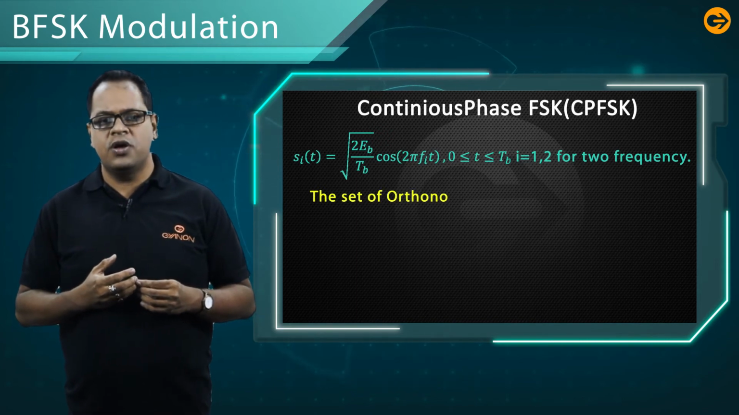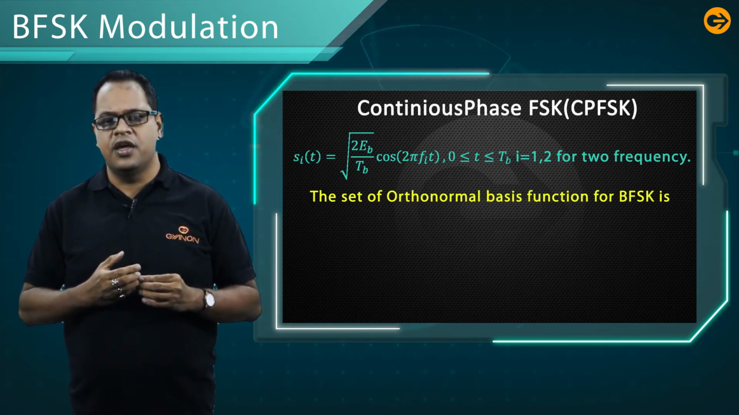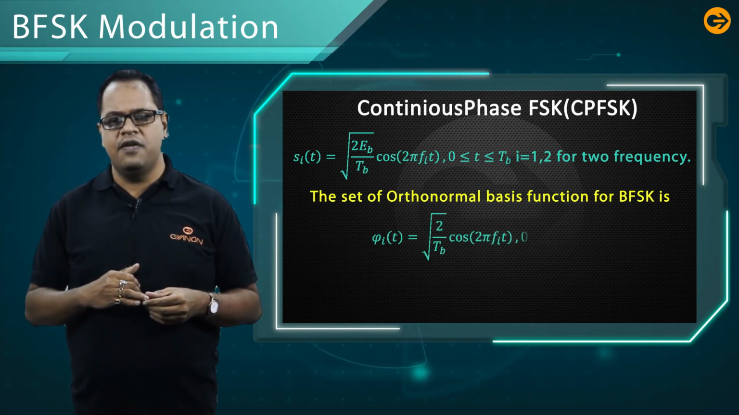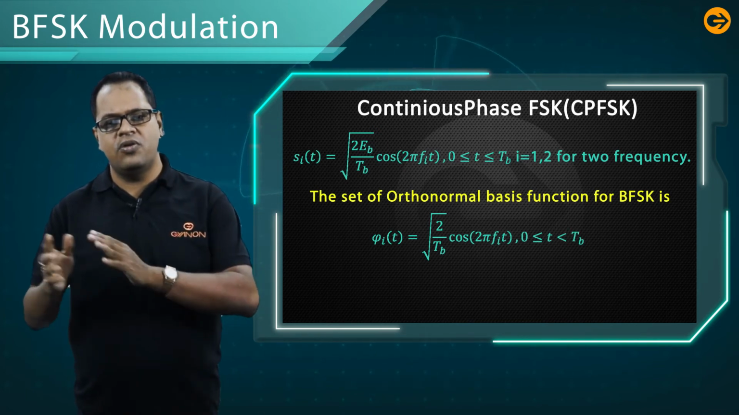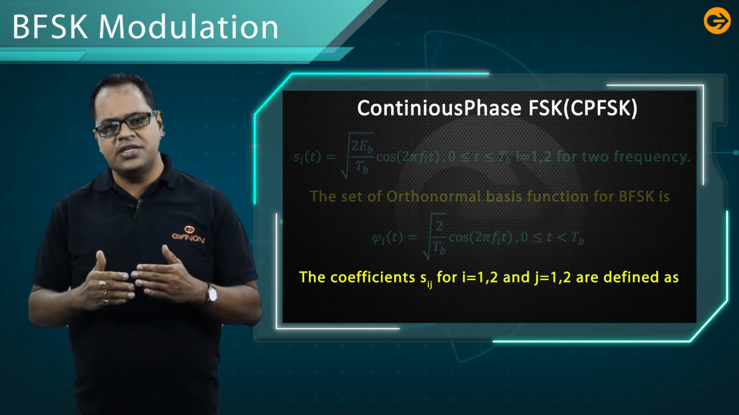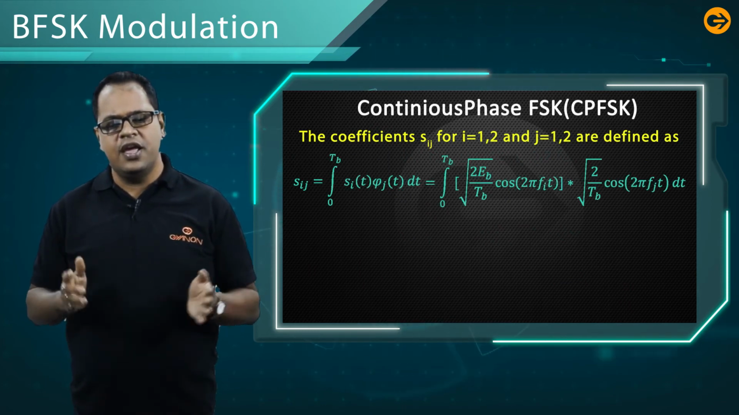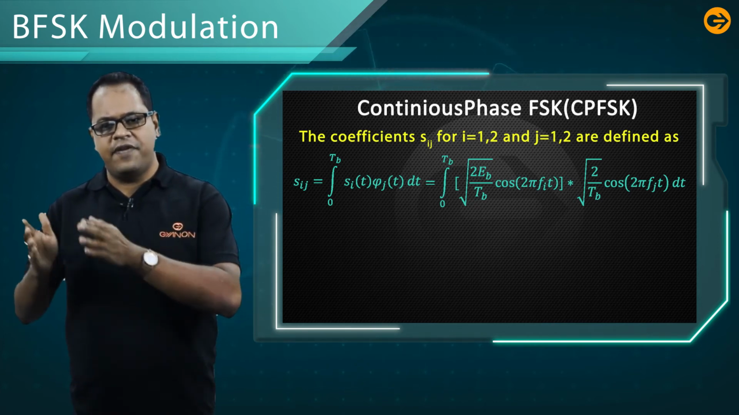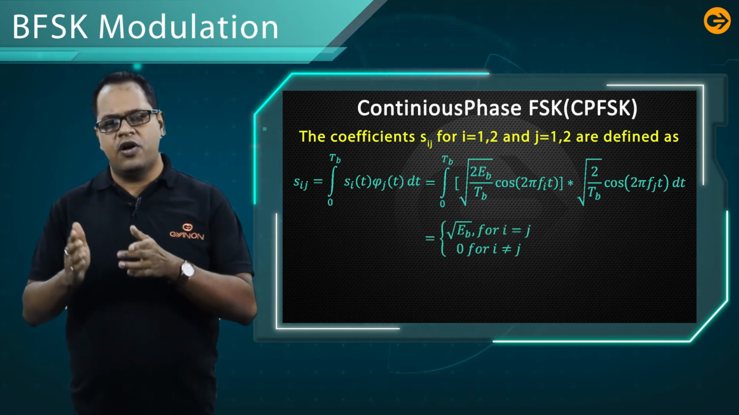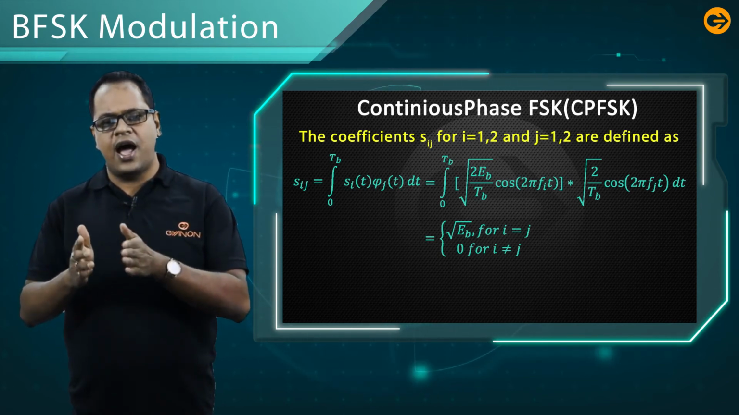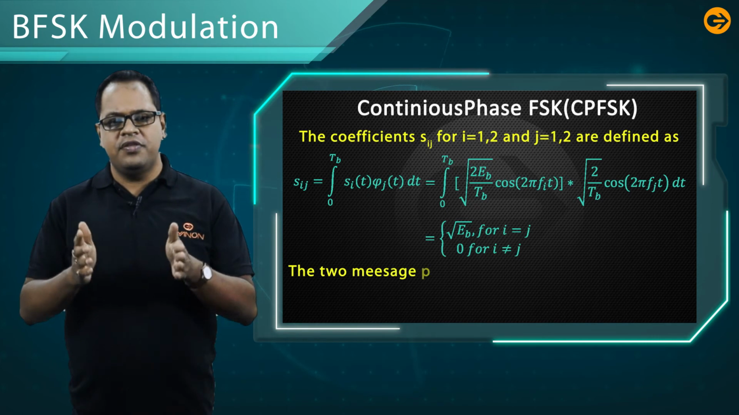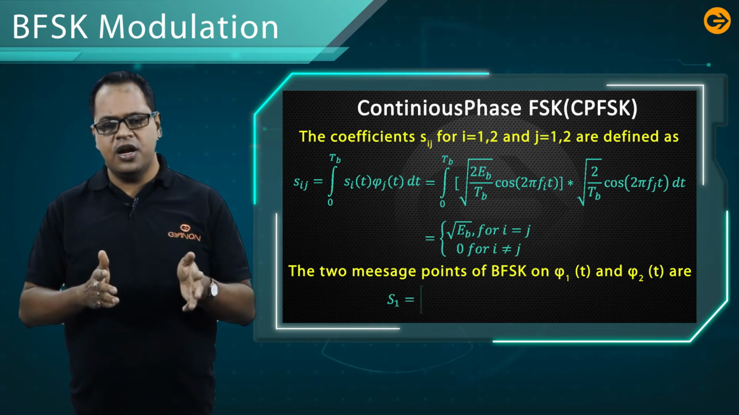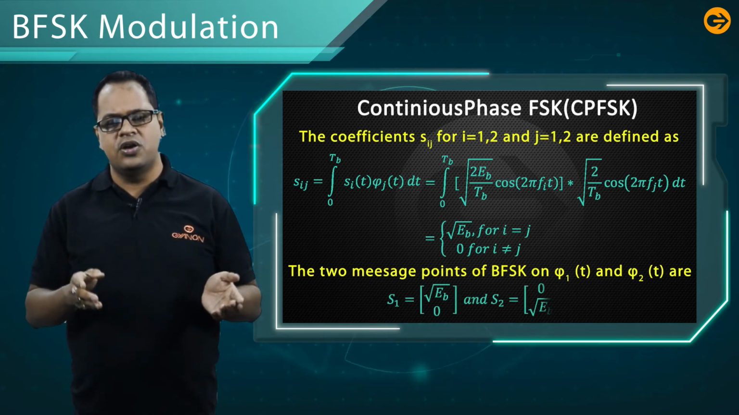The set of the orthonormal basis function for the BFSK is given by phi_i(t) is equal to root 2 by Tb cos 2 pi f_i t, where t lies between 0 and Tb. So, what is s_ij? It is the integration from 0 to Tb of s_i(t) phi_j(t) dt. If you put the value of s_i(t) and phi_j(t), it will become root Eb for i equal to j and 0 for i not equal to j. The two message signals of BFSK on phi 1(t) and phi 2(t) are s1 is equal to (root Eb, 0) and s2 is equal to (0, root Eb).